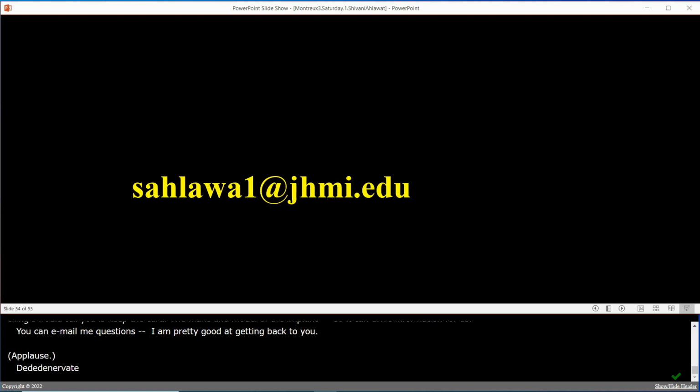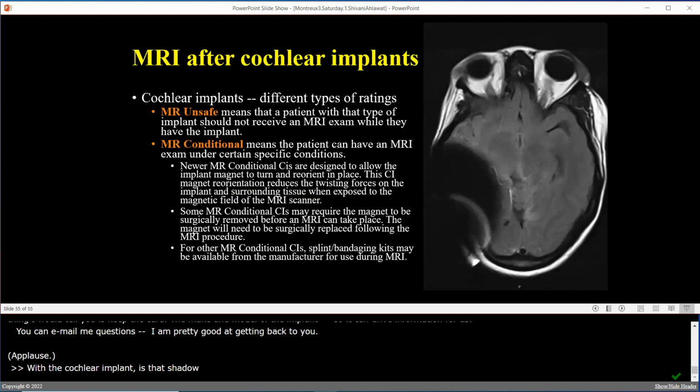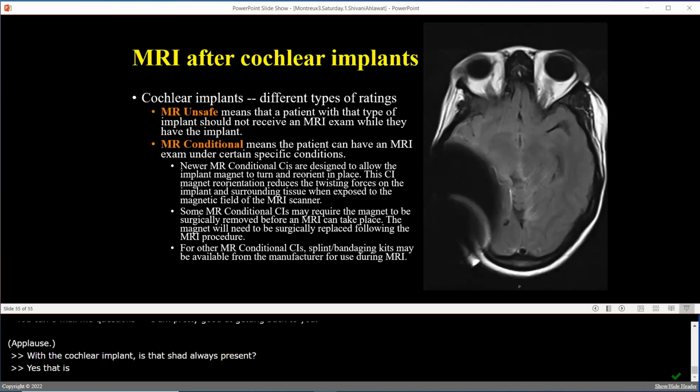Okay, just really quick with the cochlear implant, is that shadow always present? That's the cochlear implant, I'm assuming? Yes, that's artifact from the implant. And so it will limit what we can see beside it here. But say you have a tumor over here, that would still be seen pretty well. Okay, cool.